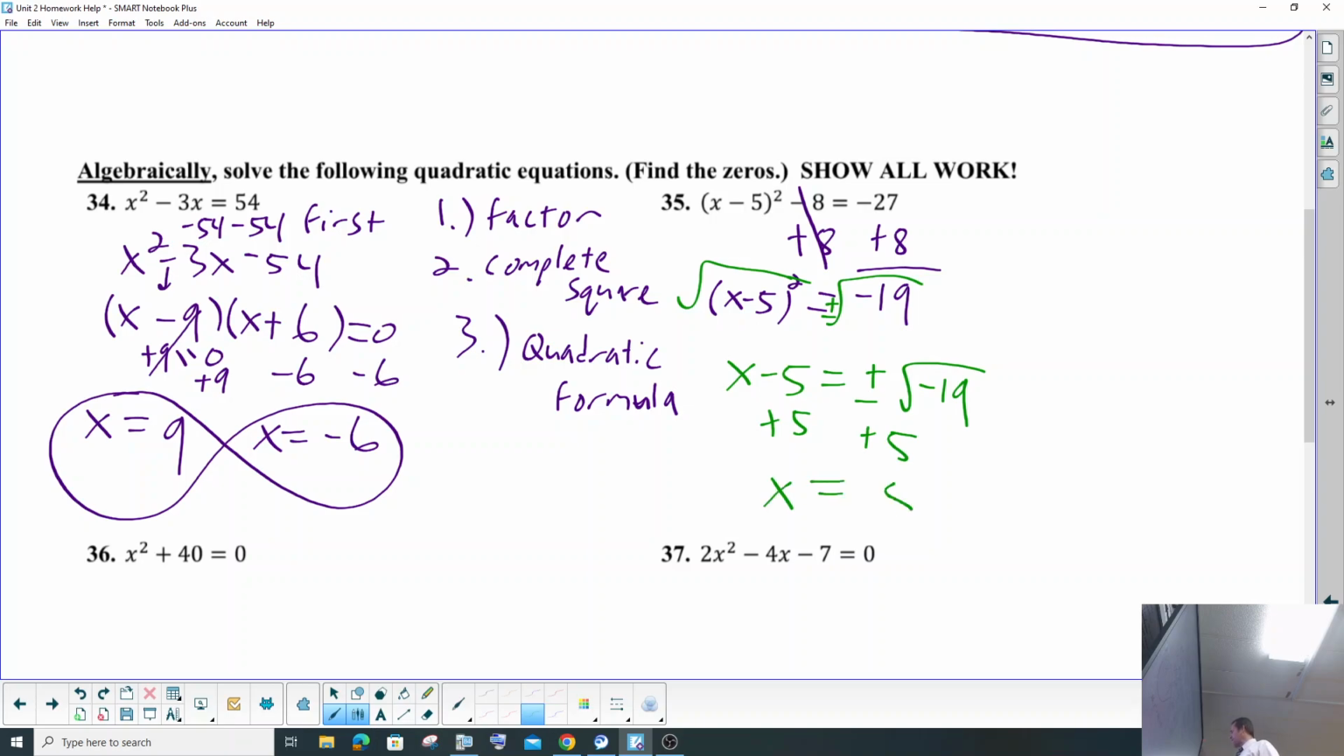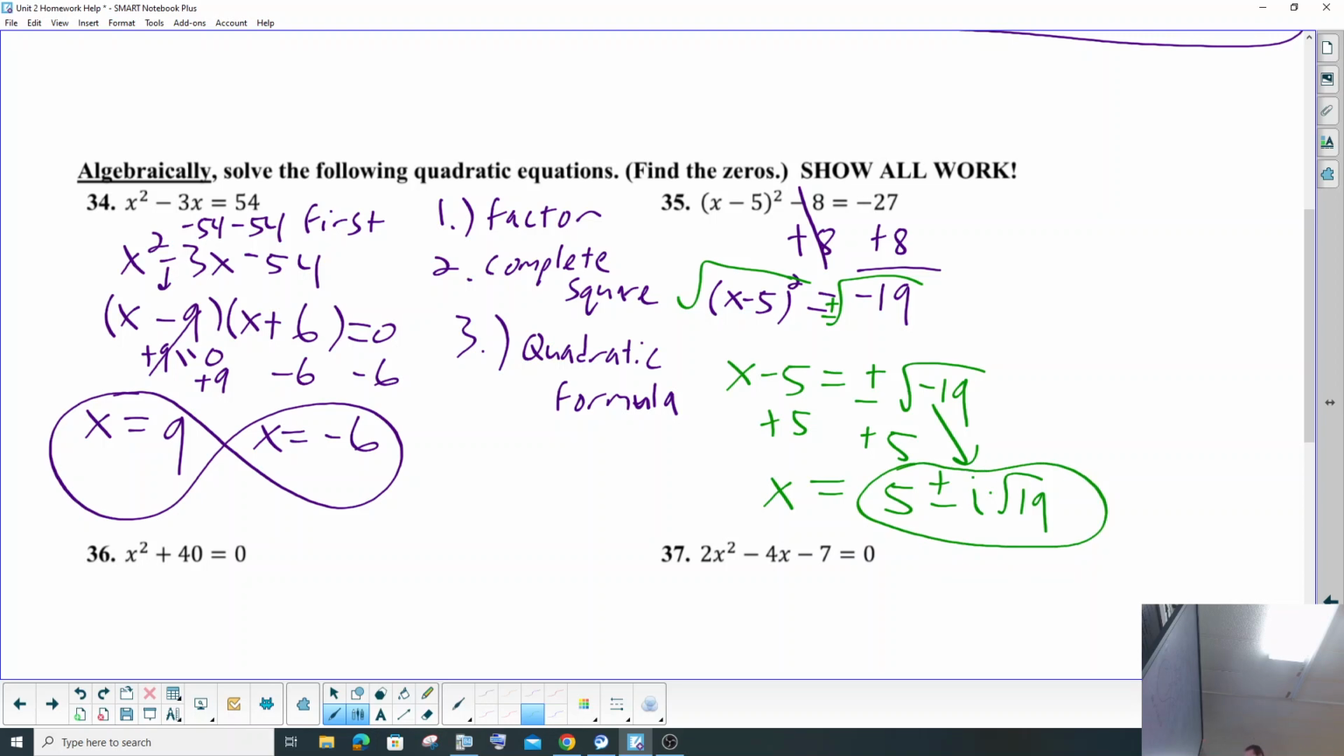So we get 5, and we get plus or minus. What happens to the square root of a negative? The negative comes out as an i. Don't forget that. So the i comes out, and then we have our radical 19. Which is a lot faster than shown here.